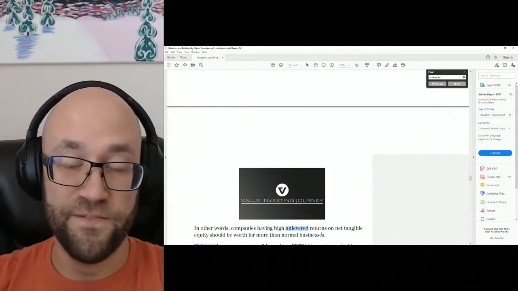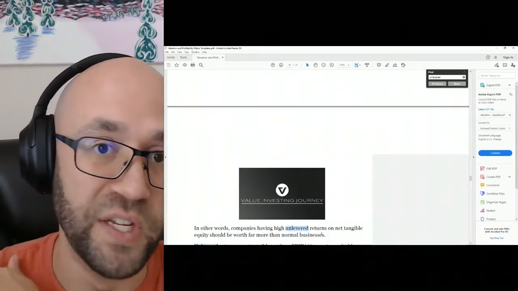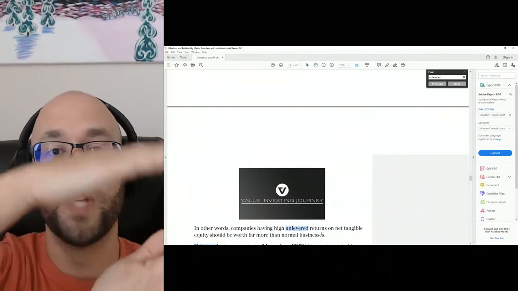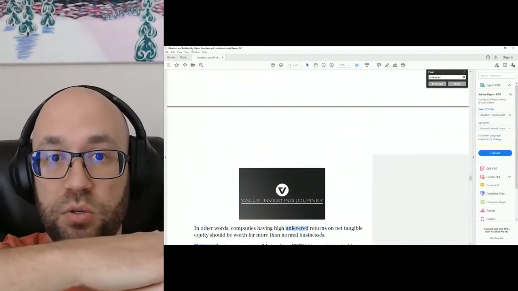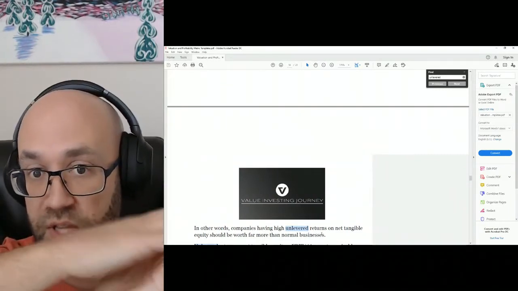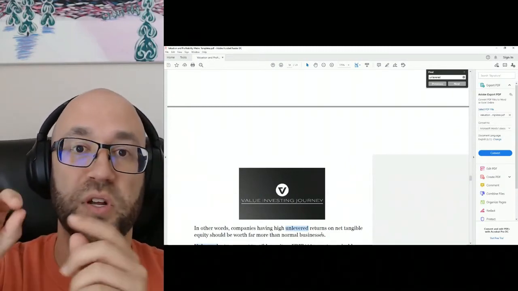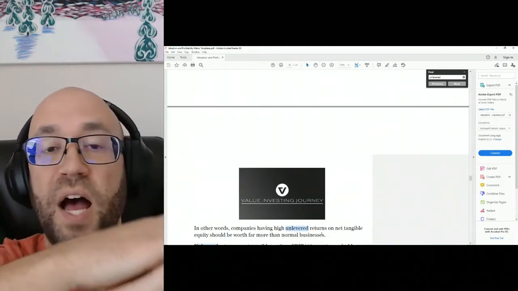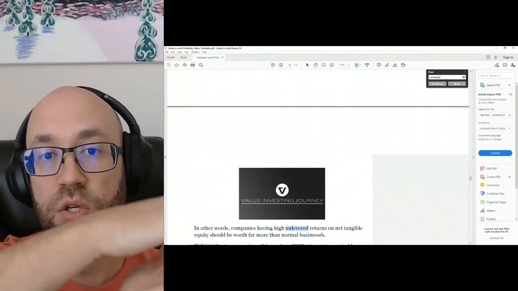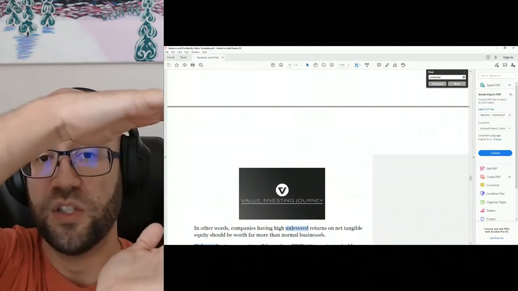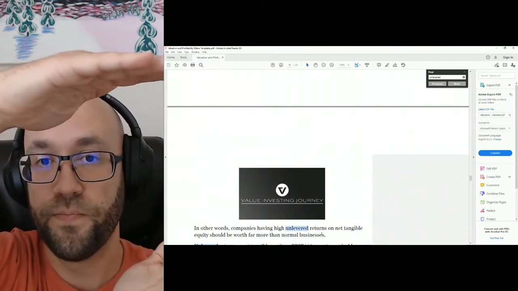But this is a further explanation here from Buffett himself in his shareholder letters, that the higher returns a company earns on all of these metrics, that's how I use it. I don't know if he uses it that way, but he's talking specifically about unlevered return on net tangible equity here. But the higher the return a company gets on all of these metrics, the higher its value will go over time. Why?